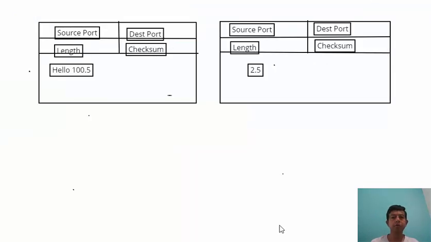So let's visualize the 2 UDP segments that we are supposed to send. So this is the first UDP segment and this is the second UDP segment. So both would have the header part: source port, destination port, length and checksum.